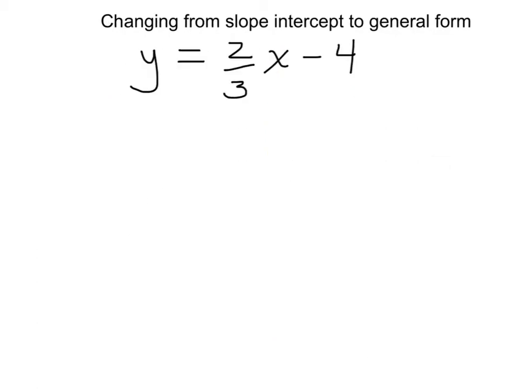All right, let's look at the next question. y equals 2/3 x minus 4. So remember, this has a y-intercept of minus 4 and a slope of 2 over 3. We want to change this to general form. But look, we have a fraction.